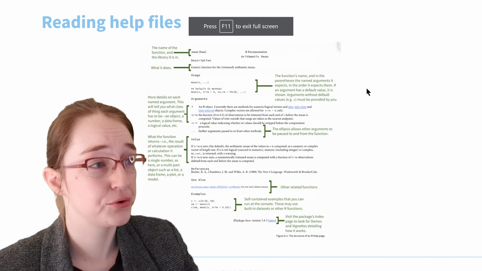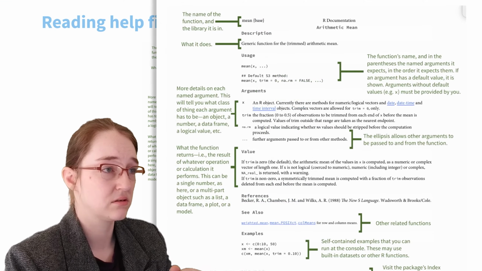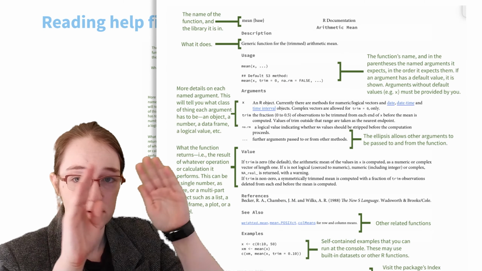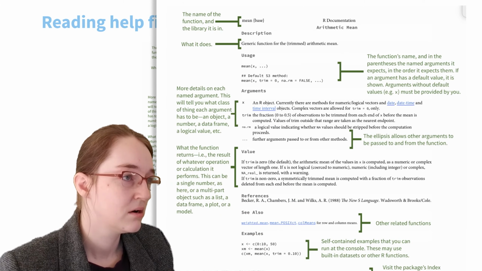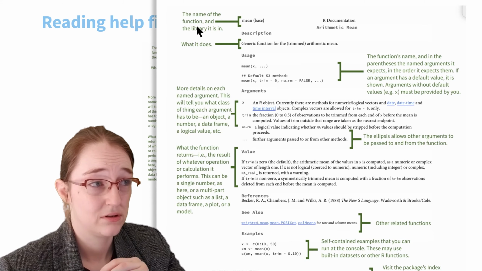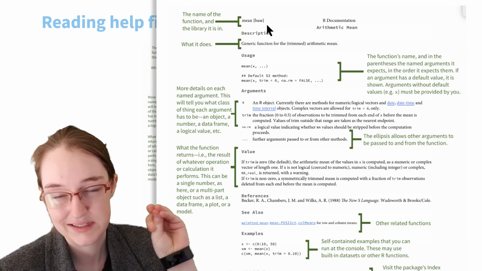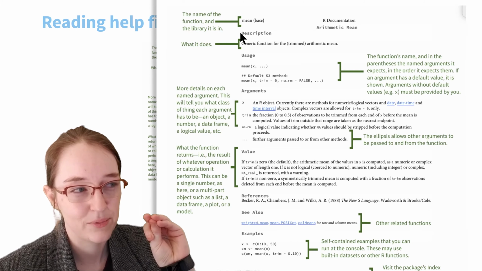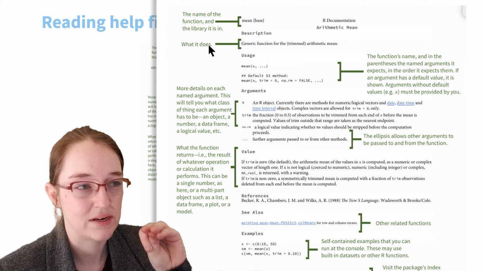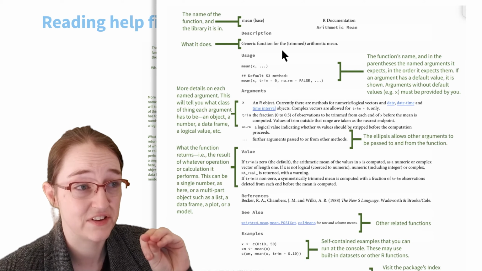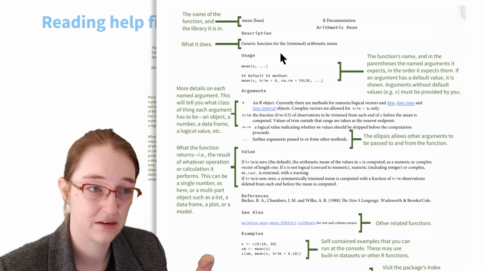Okay, to kind of walk us through these pieces. All right, so first at the top, we're just zooming into this pane. You have the name of the function and the library it's in. So here we're looking at the mean function. It is in the base library. And then we have a description of what it does. Here, it's a generic function for the trimmed arithmetic mean.